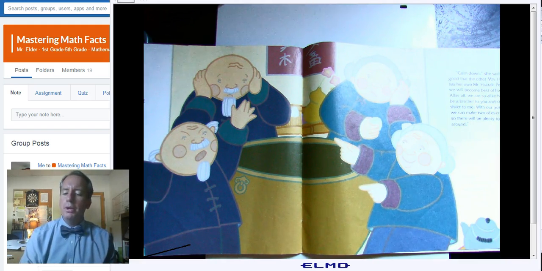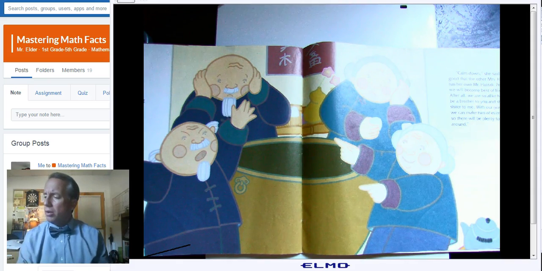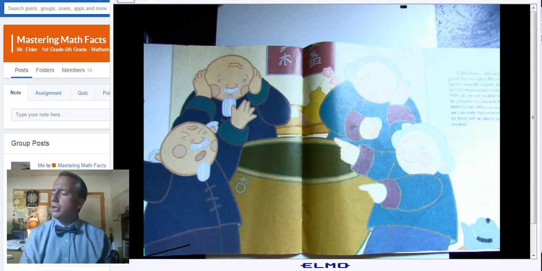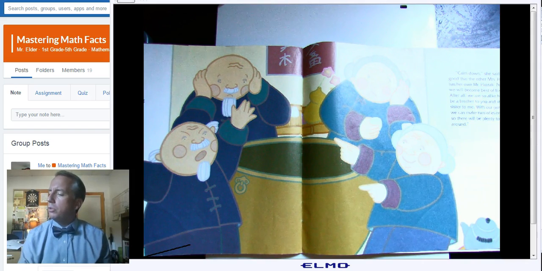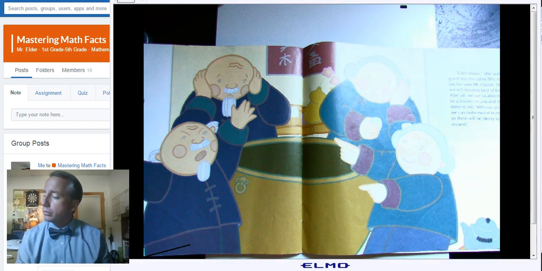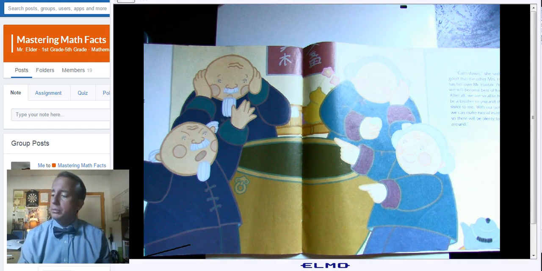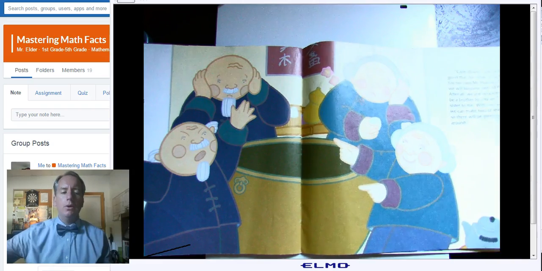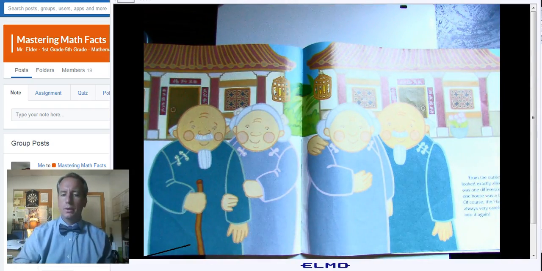But his wife had been thinking while he was yelling. "Calm down," she said. "It's good that the other Mrs. Hack-Tack has her own Mr. Hack-Tack. Perhaps we'll become the best of friends. After all, we're all so alike. He will be a brother to you, and she will be a sister to me. With our pot we can make 2 of everything, so there will be plenty to go around." And that is exactly what they did.